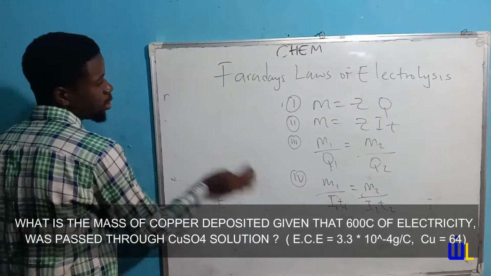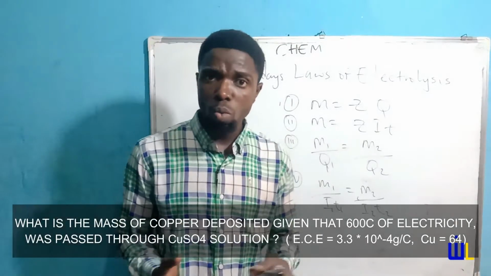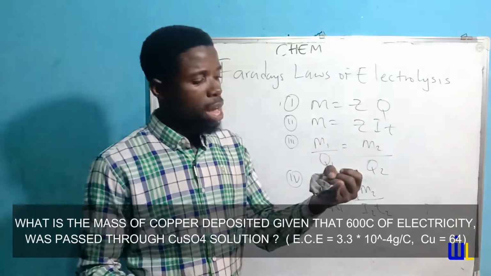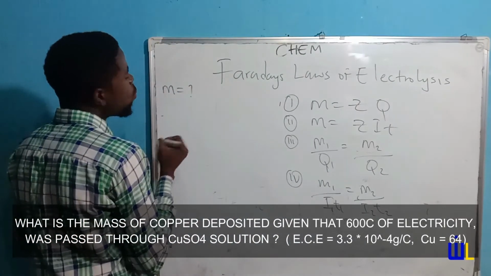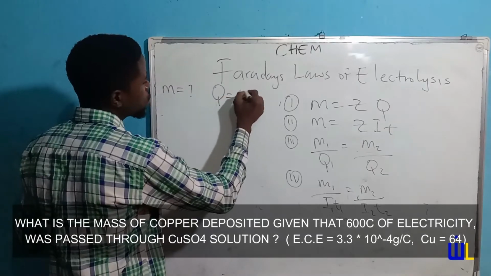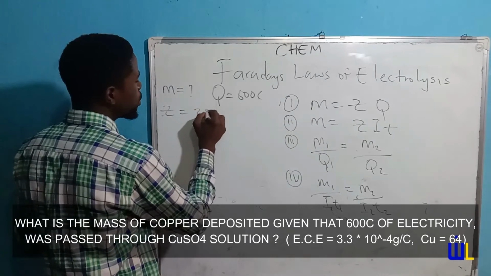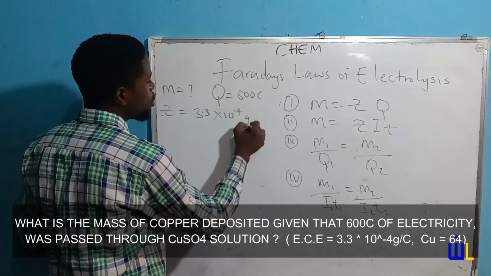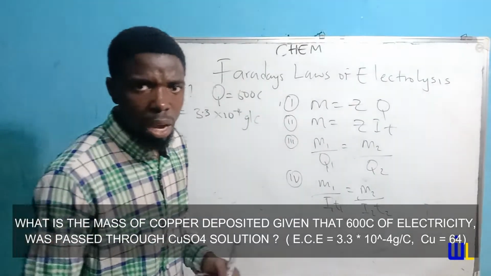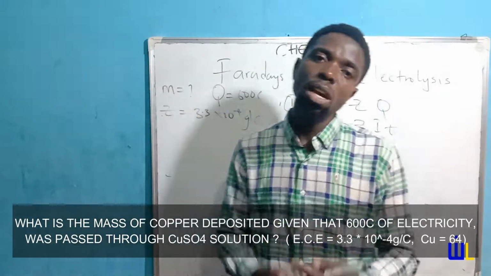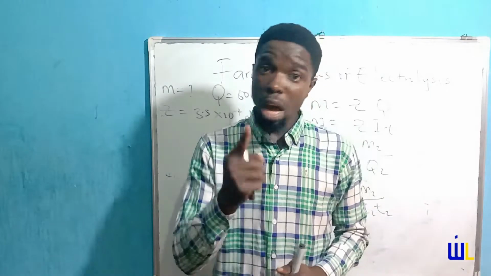We have our formulas, and as we said, we are going to be applying Faraday's first law dependent on what we have in the question. Now, if you look at this question, we are asked to find the mass. We are given the quantity of electricity, and that's 600 coulombs. And what else were we given? Z, which is 3.3 times 10 raised to the power minus 4 gram per coulomb. Now, once you have a question, as we said, that relates mass, quantity of electricity, and you are given electrochemical equivalent, you are expected to use Faraday's first law. No other problem. I hope this is understood.